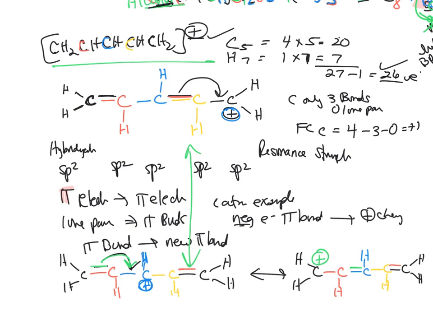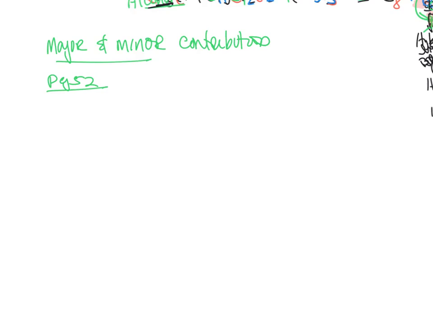Now, if you read in your book, not all resonance structures are equal. Okay, so there are major and there are minor contributors. And so if you read your rules, you will need to memorize those rules. So this video is long, so we're going to go ahead and stop there at page 52 about the major and minor contributors, and we're going to finish up resonance structures for your Pogil 2, and we're going to work that in lecture 4.